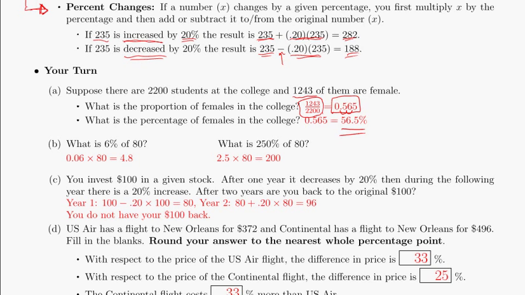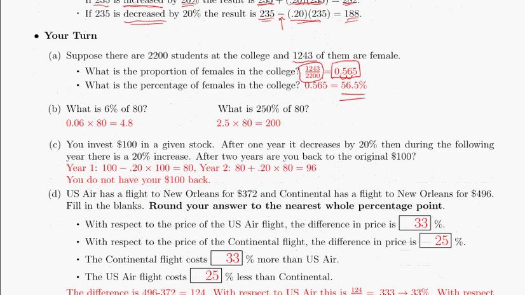For B, what is 6% of 80? You convert the 6% to 0.06, multiply it by 80, and you get 4.8. What is 250% of 80? 250% is 250 over 100, which is 2.5 times 80, and you get 200.